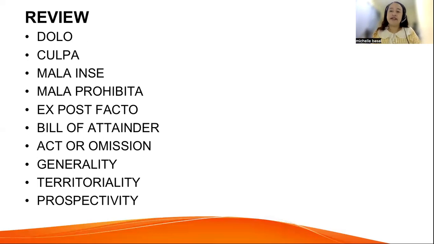Also, please do not forget our rules on omission. Under the Revised Penal Code, there are only three ways by which an omission can be punished. Omission is the failure to perform an act which is required by law. But under our laws, an omission can only be punished under misprision of treason, sedition, and rebellion.